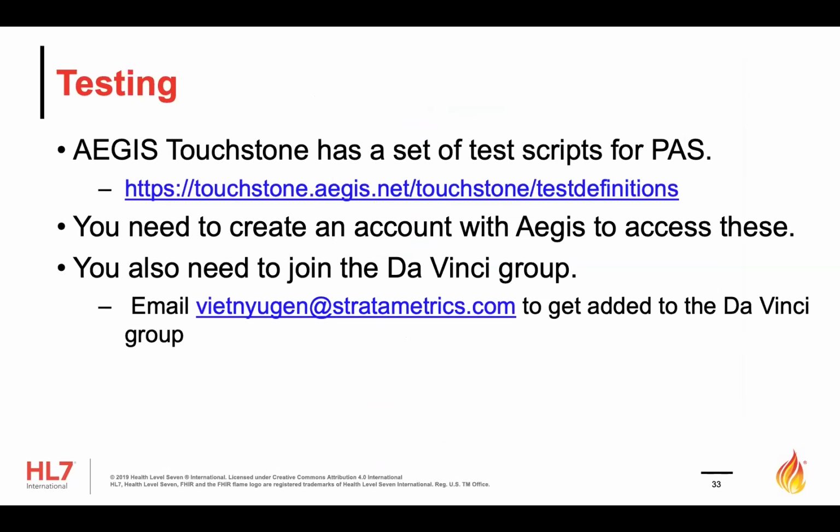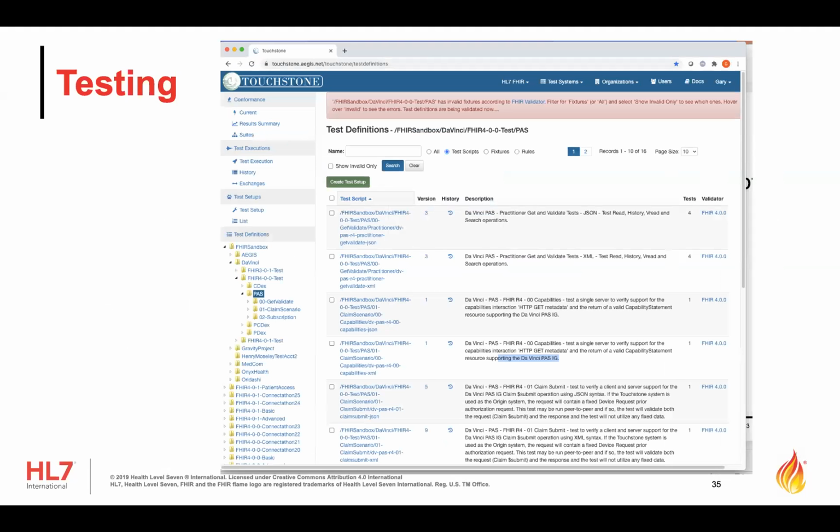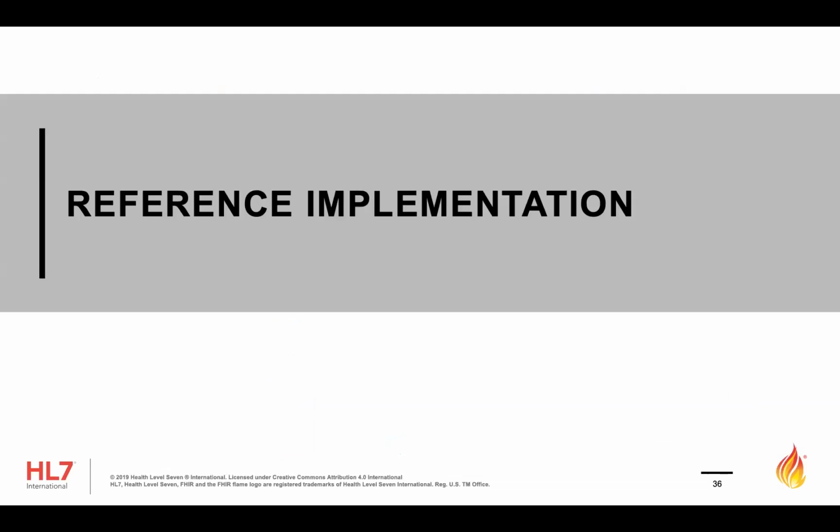The other part of testing is we have a set of test scripts that Aegis has graciously written for the PAS IG. In order to access these, you need to create an account with Aegis, and you also need to be part of the Da Vinci group. Next slide. Here's a typical login. If you're going to use this, you need to join the HL7 FHIR domain. Next slide. And here's a brief screenshot of some of the tests that are available. Just so you can find this eventually, since it's rather deeply nested and may not be obvious how to get there, I've included that screenshot.